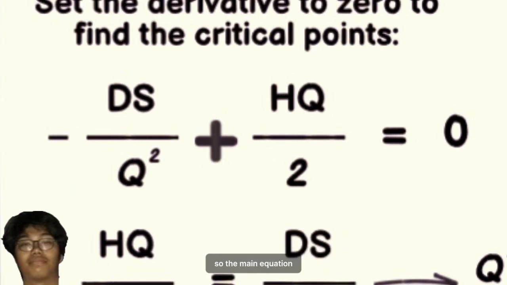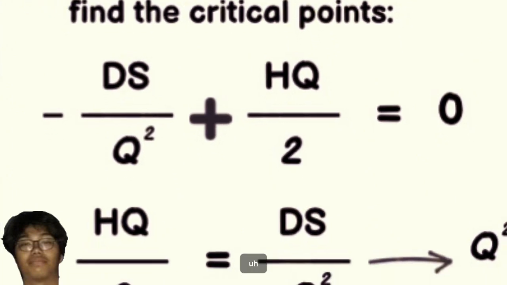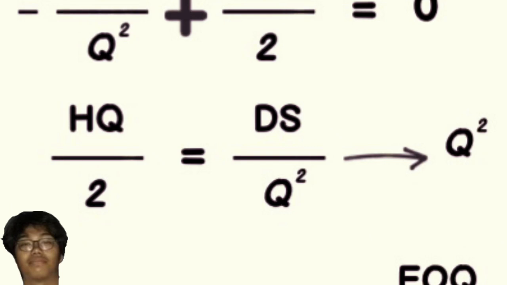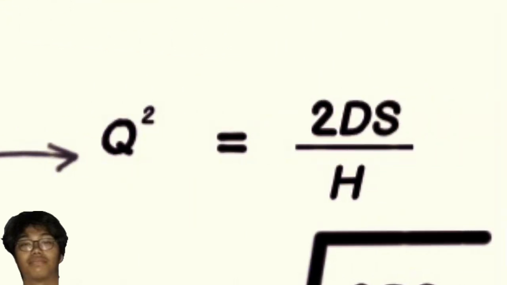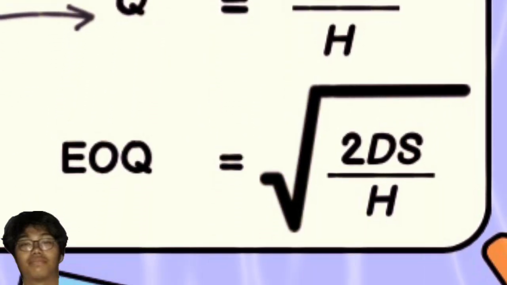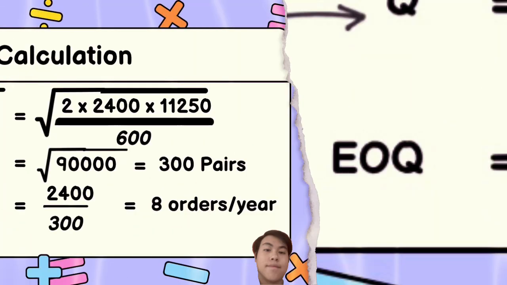So the main equation, negative DS/Q² plus H/2 equals 0. And then we move the DS/Q² to the right to make it positive. And then Q² equals 2DS divided by H. Because Q is squared, to erase the square, we take the square root. So Q equals the square root of 2DS divided by H.